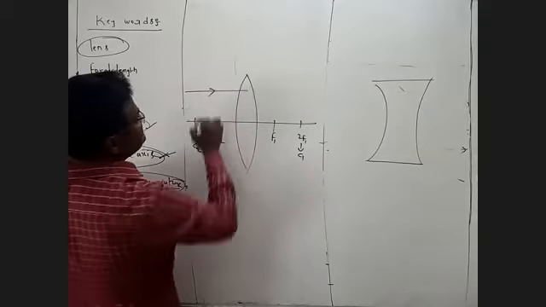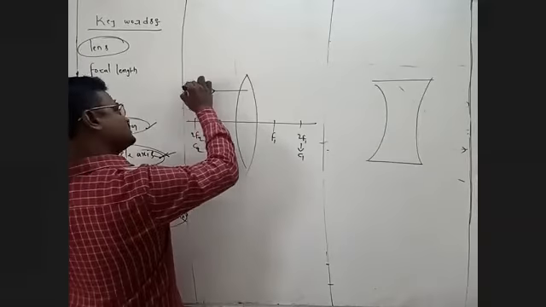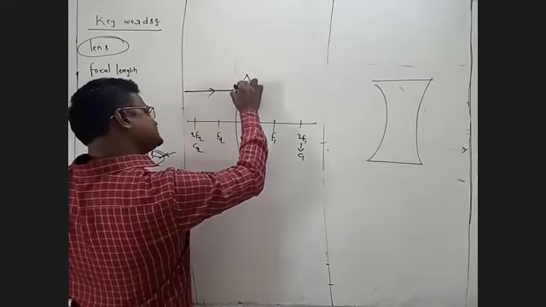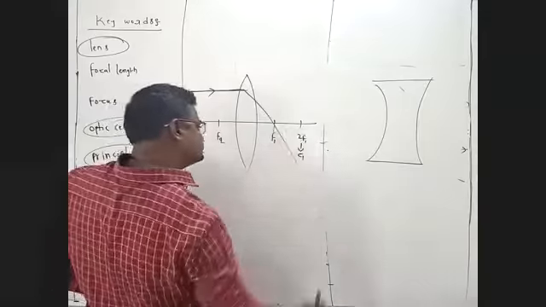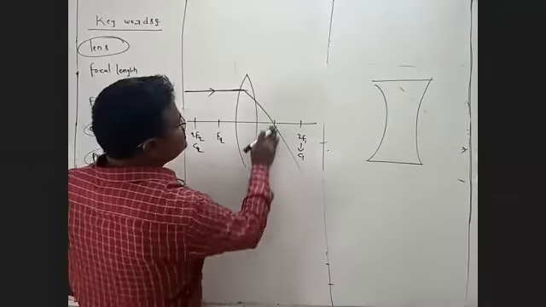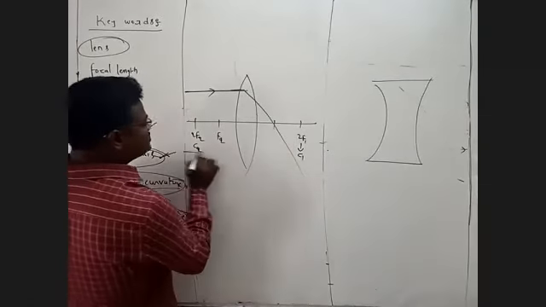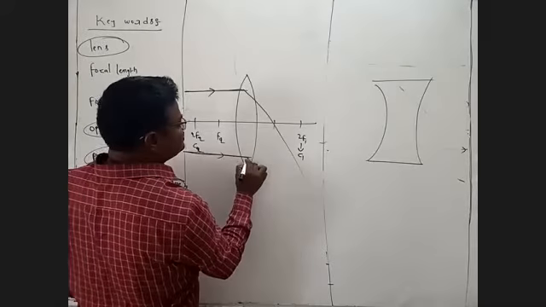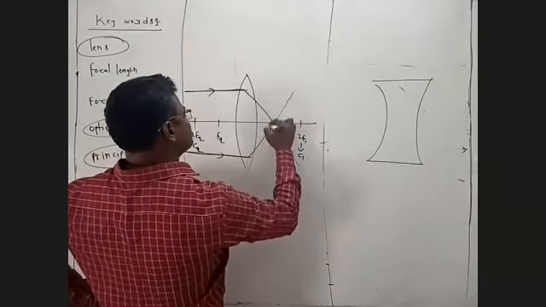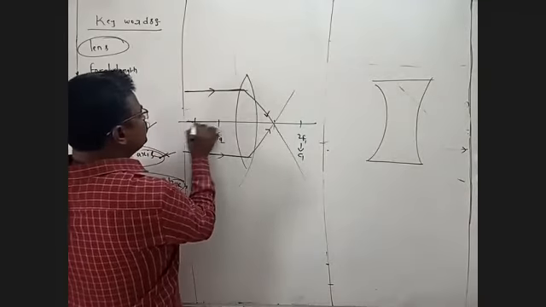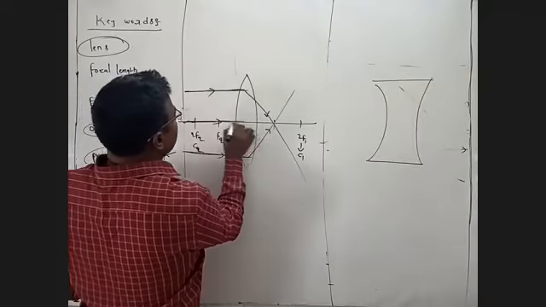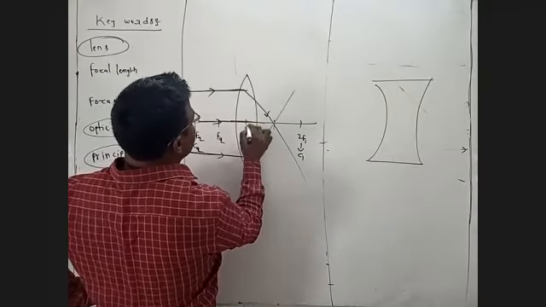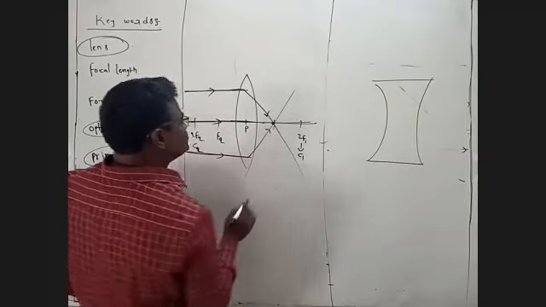Now this is a ray trap. This is a light ray that travels parallel to the principal axis and strikes the convex lens. It is convergent. This is one more ray that travels parallel to the principal axis and strikes the convex lens, and it is convergent. This is one more ray traveling along the principal axis. It is undeviated. This is the optic center. It goes straight and meets at this point.